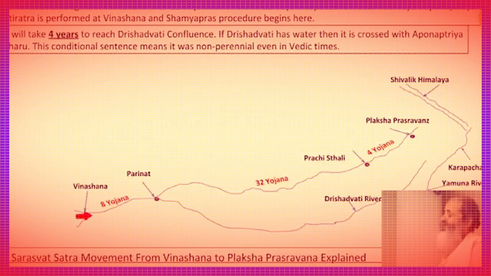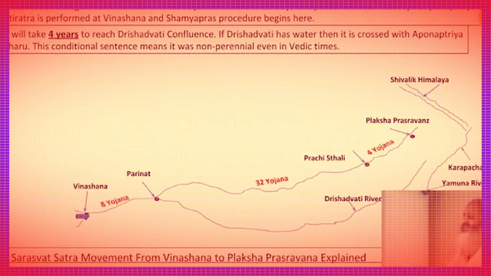Now if we actually try to see an animation of how the yaga is to be done, you start at Vinashana, and at Vinashana you do the initiation procedure of 24 days and then you do your Atiratra and then you start. It will take 4 years for you to reach this Drushyadvati Sangam. There you will cross it, and then, as I will remind you, there is a sentence there.